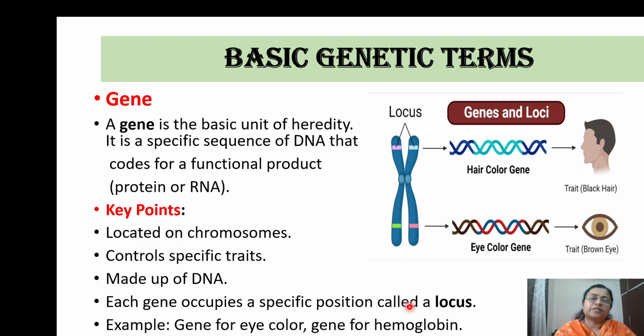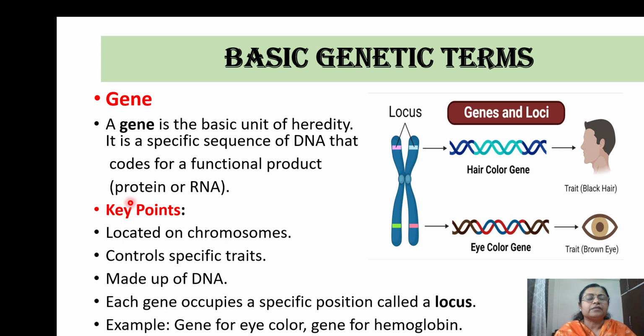Okay, so here are the basic genetic terms. First, there is a gene. You can define that a gene is the basic unit of heredity. It is the specific sequence of the DNA that codes for a functional product. Which type of functional product? Like proteins or RNA, etc.